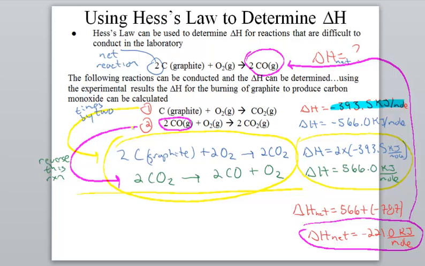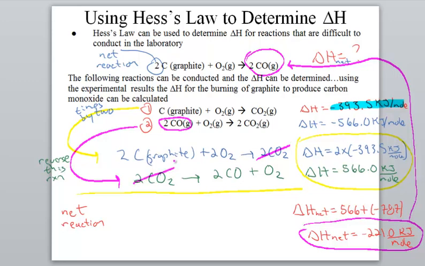So go ahead and pause the video, add those 2 reactions together that I circled, and that net reaction hopefully is the same as what we have up above. Unpause the video when you're ready to check your answer. As we go through the canceling process, 2 carbon dioxides are produced there, 2 are used up there, so we don't see it in the net reaction.